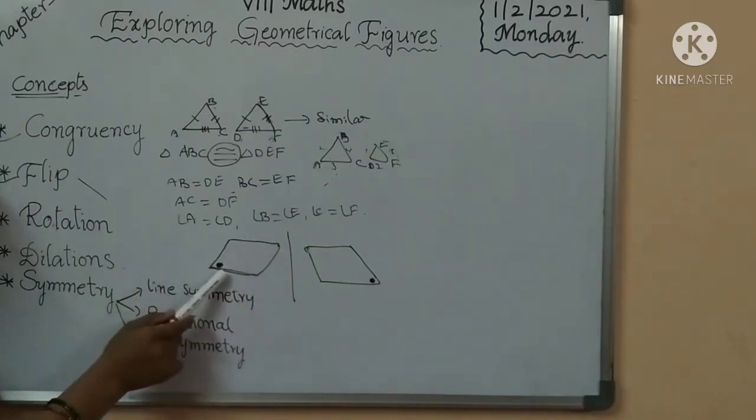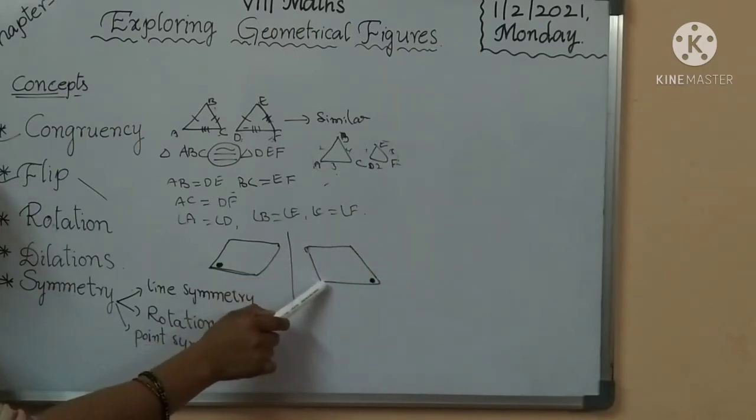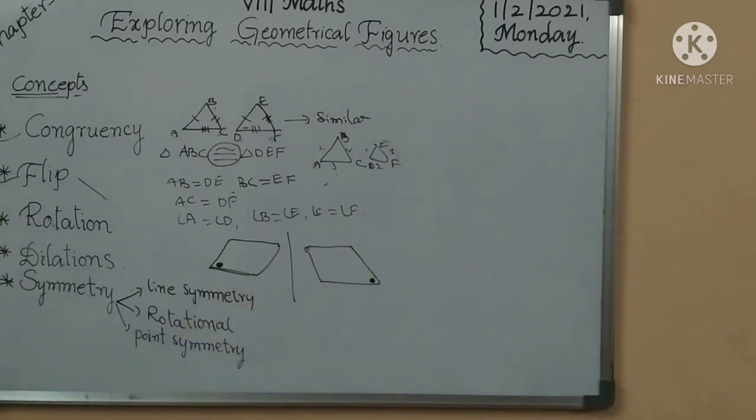It is the original figure. It is the mirror image. Observe at your home. Go and stand in front of your mirror and observe your hands. The hand we eat food with is the right hand, so the mirror image shows eating with the left hand. Yes or no? Observe that, children. Okay, it is a flip.